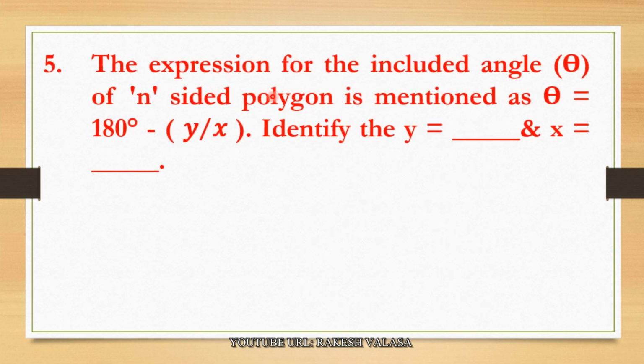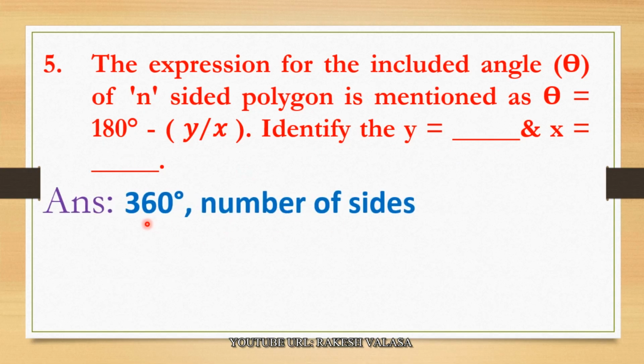Question number 5. The expression for the included angle theta of an n-sided polygon is mentioned as theta equal to 180 minus y by x. Identify y and x. We know that we can find the included angle of any polygon as theta equal to 180 minus 360 degrees by n. Here y is 360 degrees and x is n, the number of sides.